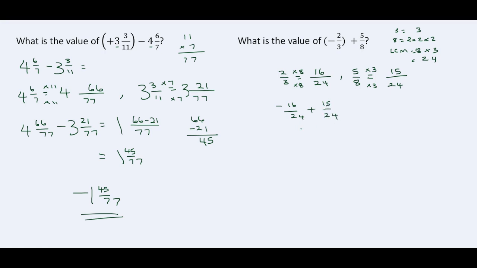So now what we're going to see is that this is the larger number. So we have 16 over 24 minus 15 over 24. This is going to give us 24. We have 16 minus 15, which is going to give us 1 over 24. Now, the larger number is 16 over 24. It carries a negative sign, so our result is going to be negative 1 over 24.